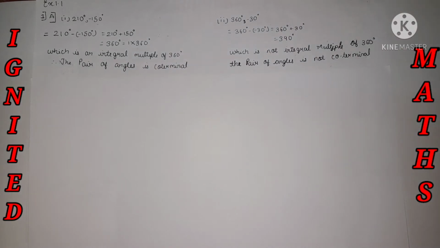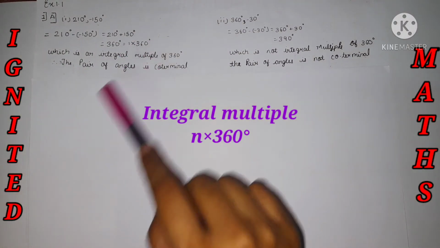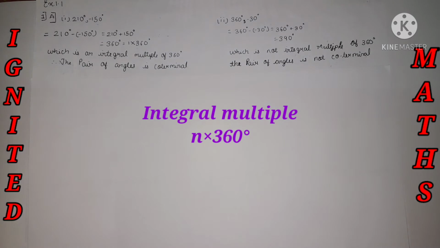We can check other examples also. If it is an integral multiple of 360 degree, like 1 into 360 or 2 into 360, if it comes that way, then it is absolutely a coterminal angle.